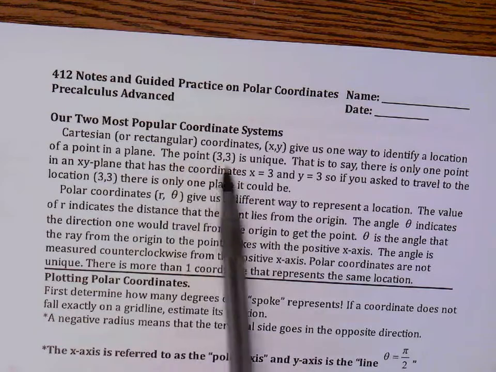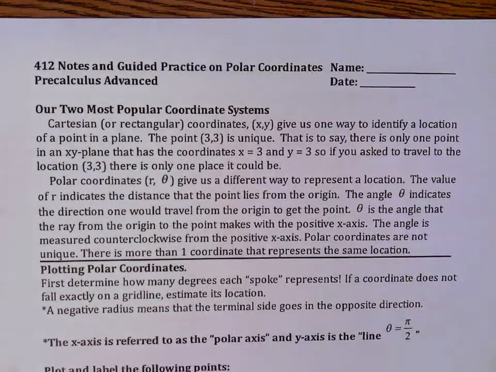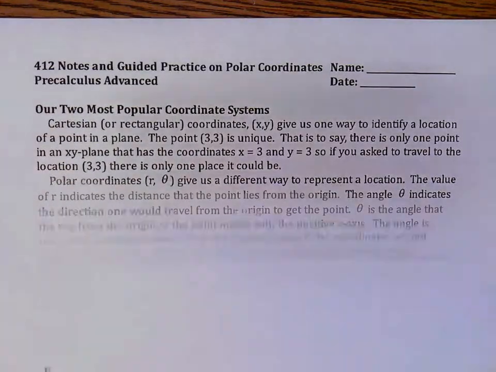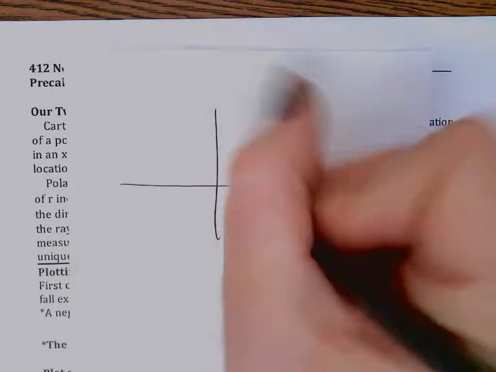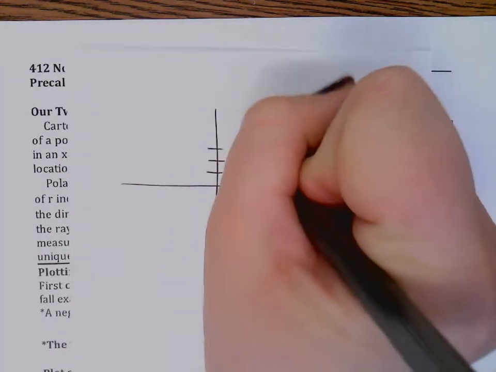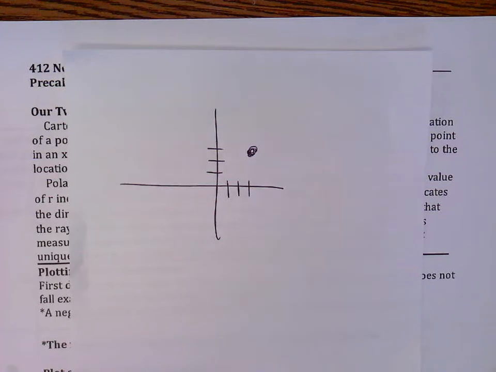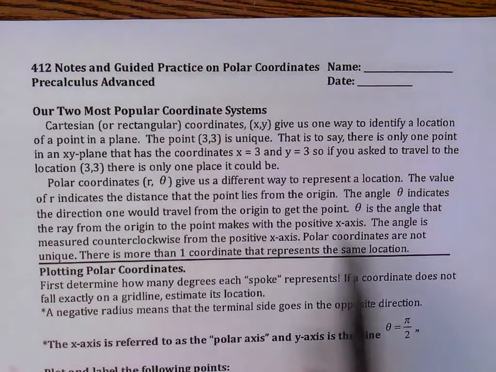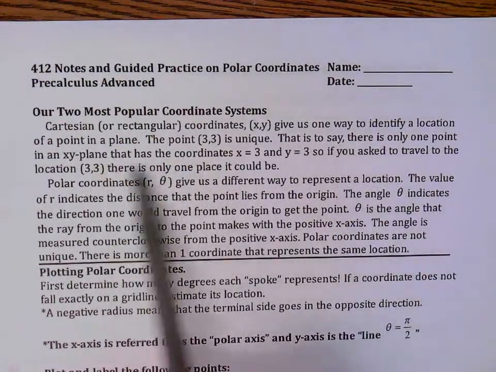So the point 3 comma 3 is unique. So there's only one point in the xy plane at 3 comma 3. There it is. That's the only way to get there. So there's only one way to get there.